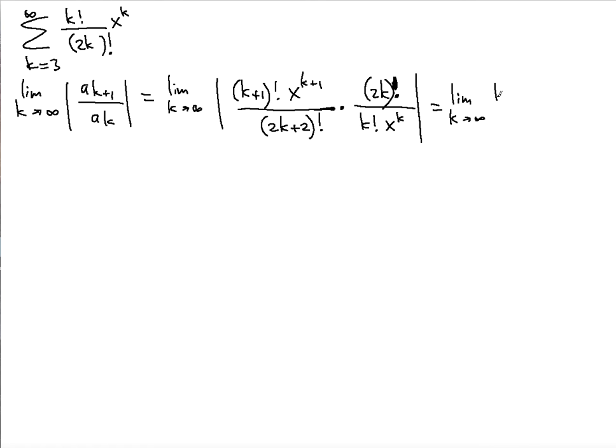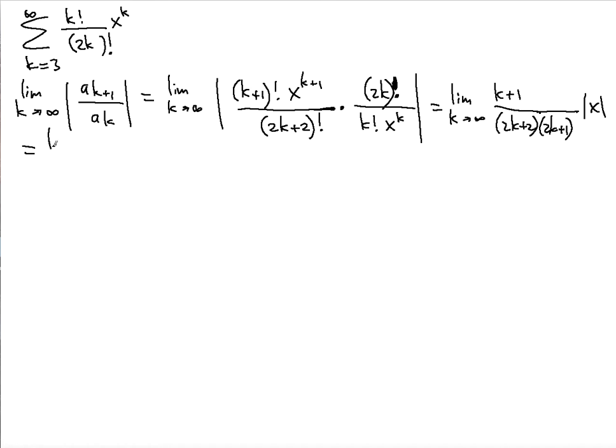So k factorial is factored out. k plus 1 remains. (2k) factorial will be out, right? And x remains, but we will take care of x at the end. So (2k) factorial out. (2k plus 2) factorial means (2k plus 2) times (2k plus 1) times (2k) factorial, right? So (2k plus 2) times (2k plus 1) remains in the denominator. And (2k) factorial following that is cancelled out with the top. So k factorial we said was out, x is out, so absolute value of x remains.